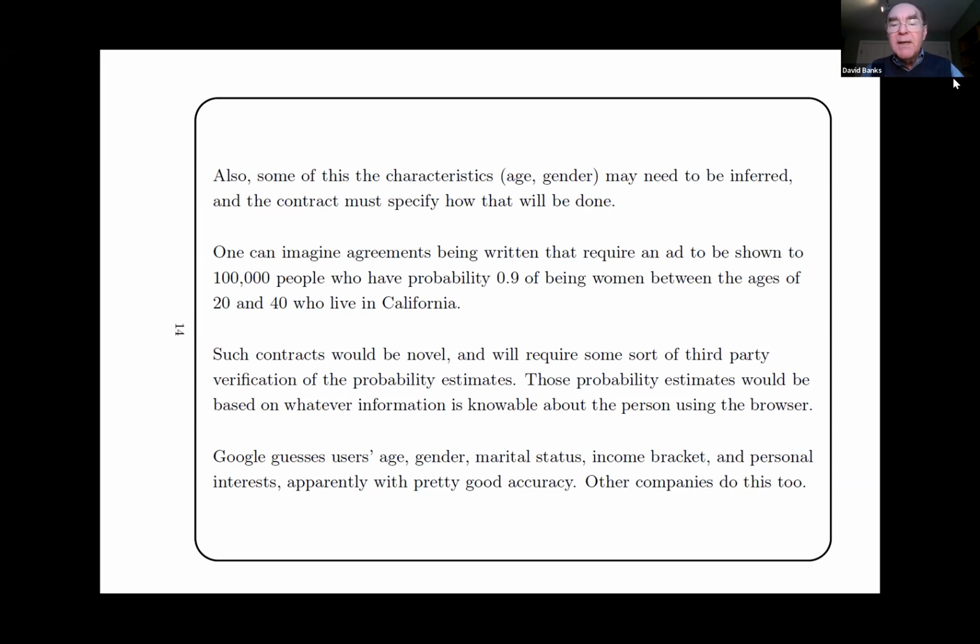And such contracts would be novel, and they would require third-party verification of the probability estimates. If Google decides there's a 90% chance that the person looking at the screen is a woman between the ages of 20 and 40 who lives in California, that's great. But Google has an incentive to overestimate the probability in order to fulfill the contract. So some third-party person is going to have to verify that Google's estimate is in fact reasonable and accurate. And as I mentioned, Google can guess users' age, gender, marital status, income bracket, personal interests with pretty good accuracy. And lots of other companies online can do this too.